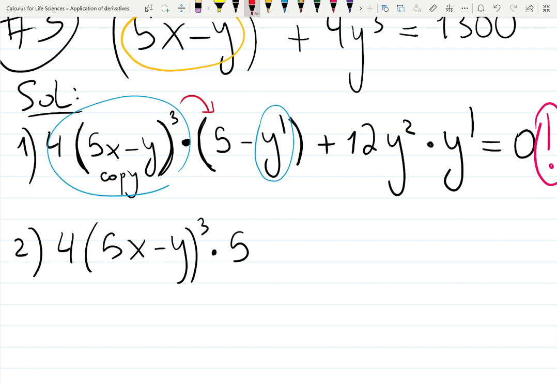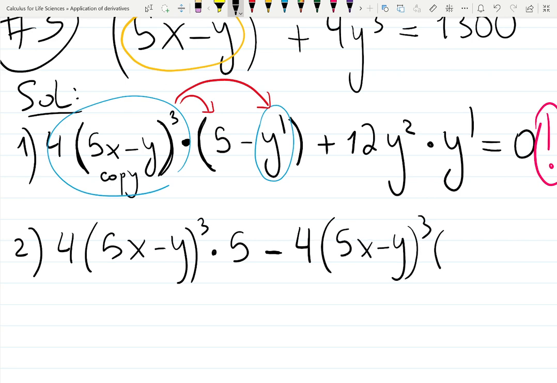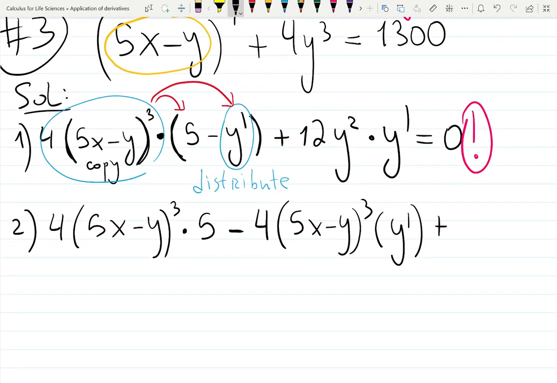So I'm putting here and then here. Right? Minus 5x minus y cubed times y prime. Make sense? Distribution. Let me write down once. Distribute, plus 12y squared times y prime equals 0.